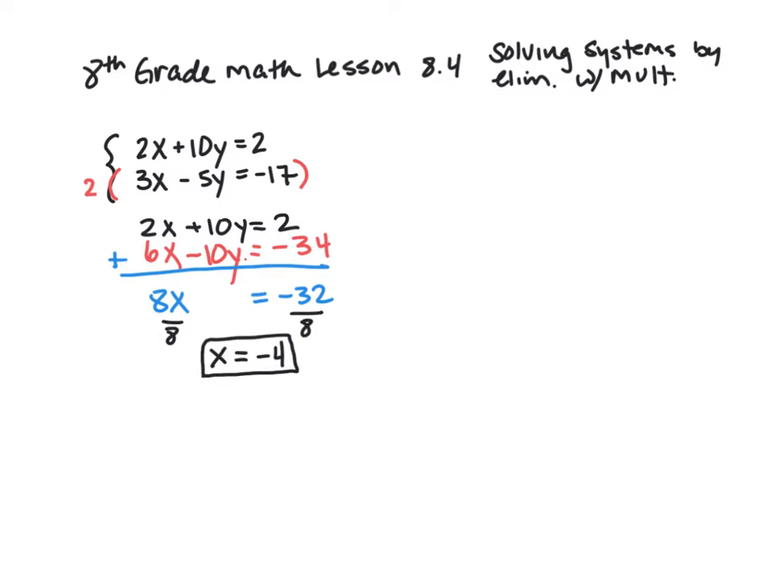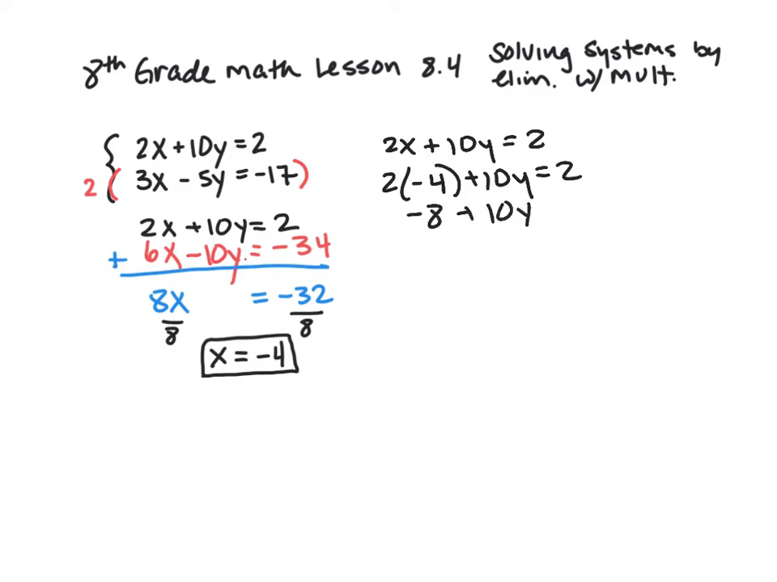Then I will choose one of the original equations, this one or this one, to plug negative 4 in place of x. So I'm just going to go ahead and use this one: 2x plus 10y equals 2. Plug negative 4 in for x now. And now I will go ahead and just solve for y. First, I'm going to do 2 times negative 4, which is negative 8. Bring down what I haven't done yet. Just do one step at a time so your brain can see what's going on.